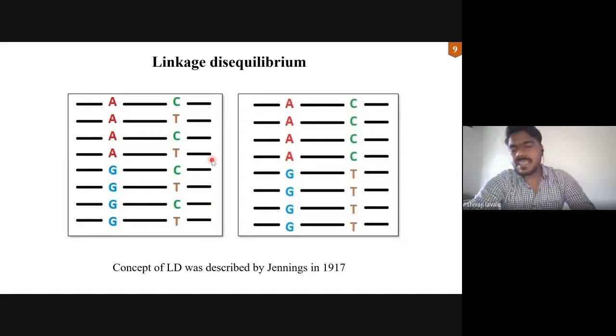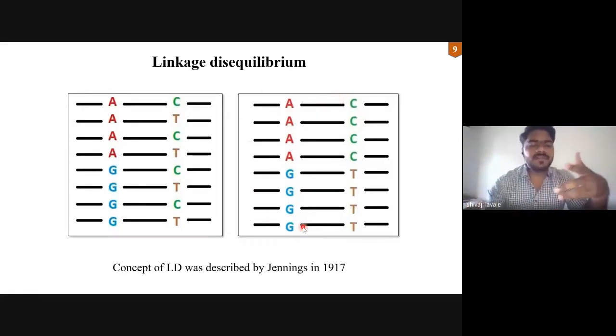But if we see the other case here, 4 individuals are carrying AC and 4 individuals are carrying GT, but individuals carrying AT and GC are not available. So here allele A is not allowed to segregate with T, and G is not allowed to segregate with C. That's why this population is not in linkage equilibrium. This is in linkage disequilibrium. This concept of LD was described by Jennings in 1917.